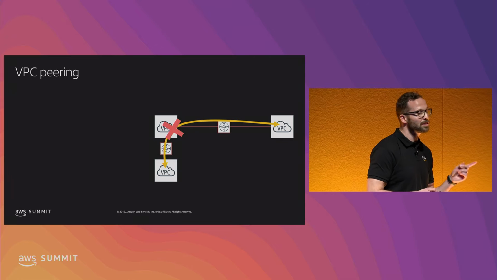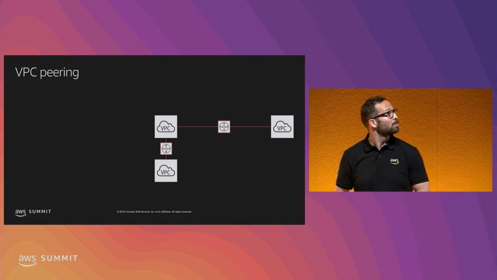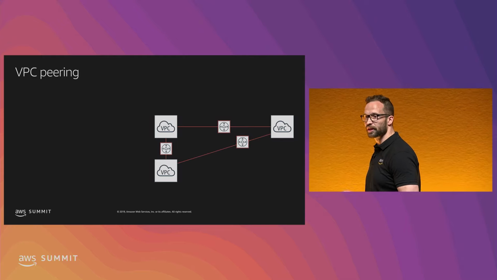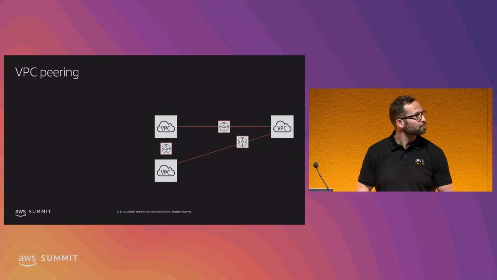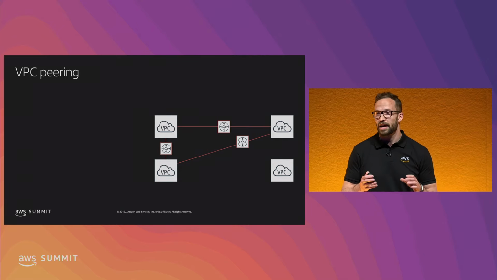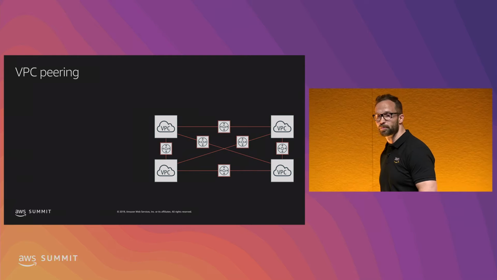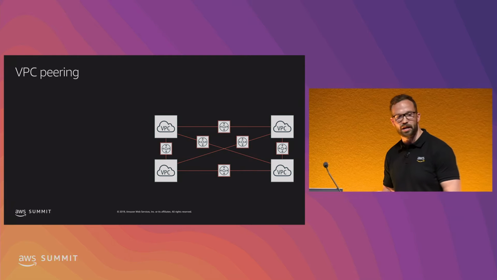So if you have a requirement for those edge VPCs to be able to talk to one another, you'll need to set up your own VPC peering here and establish a connection between them. So let's add a fourth VPC to the mix, and if we want to have any-to-any communication, we'll need to add additional peerings in here to have that happen.